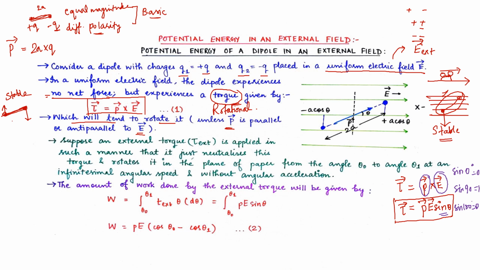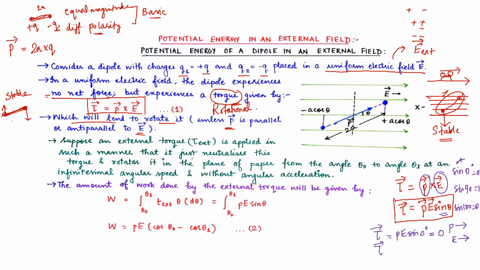So we will assume the first case. Our tau gives us P cross E, PE sine 0 degree. Sine 0 degree is 0, so the whole torque will be 0. In this case, it will not face any torque. What is this case? This case is P along E. Both are making an angle of 0.